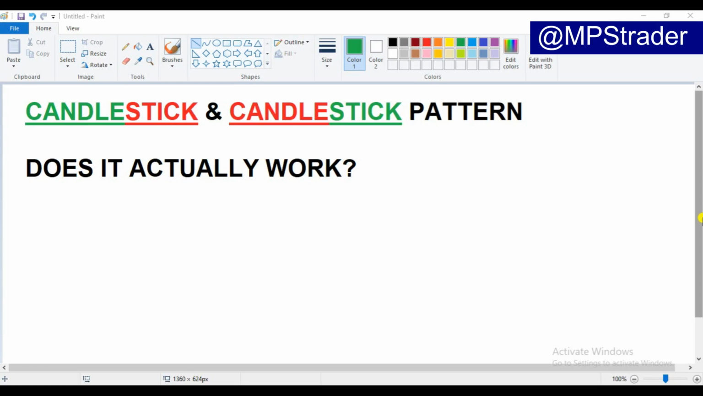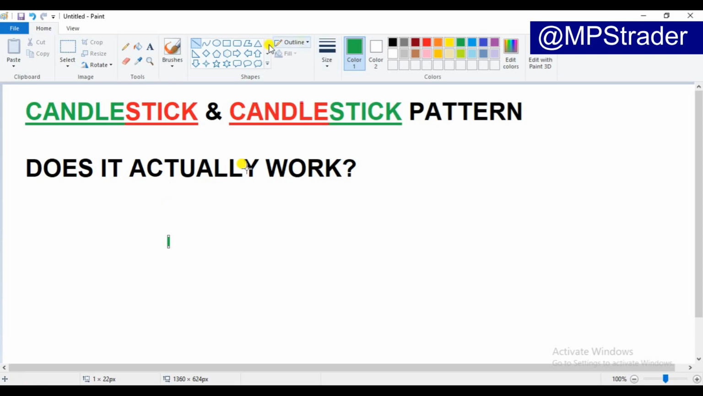In real life, candlestick, we just buy some candles from a market, and when we light the tip of the candle, it gives us a light, right? So how does the candlestick form?